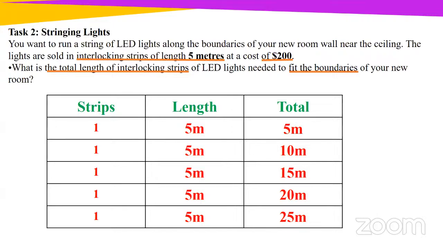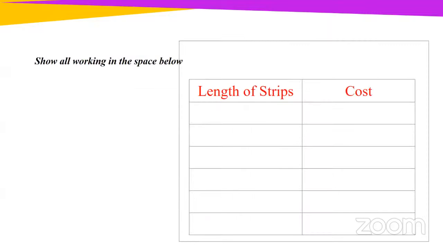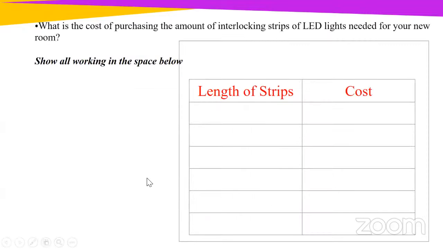And we're winding down. We're coming down to the end. The last part of our task says, what is the cost of purchasing the amount of interlocking strips of LED lights needed for your new room? What is the cost of purchasing the amount of interlocking strips of LED lights needed for your new room? So now we need to find the cost.